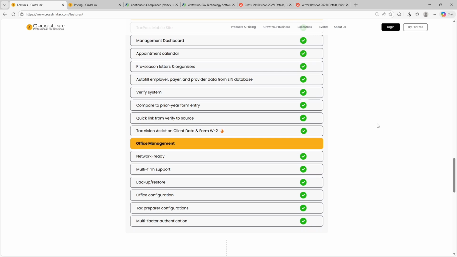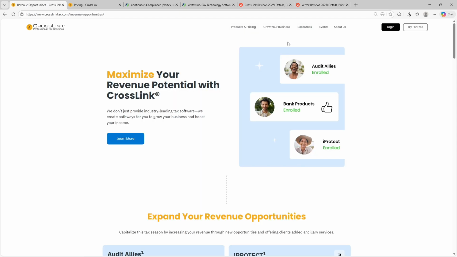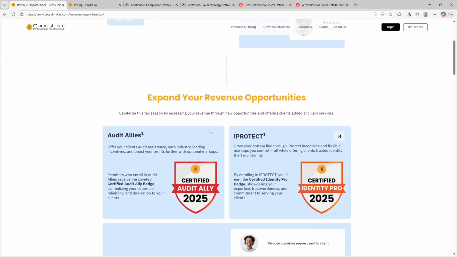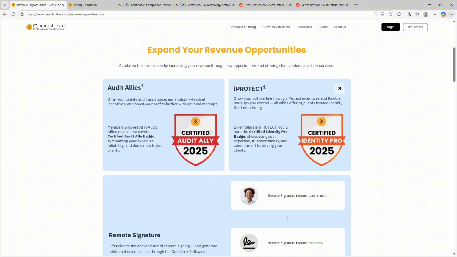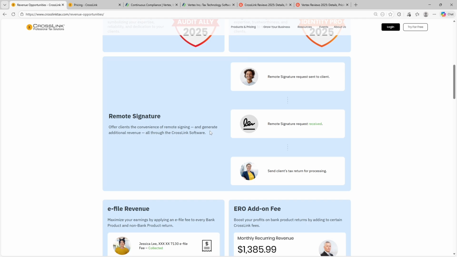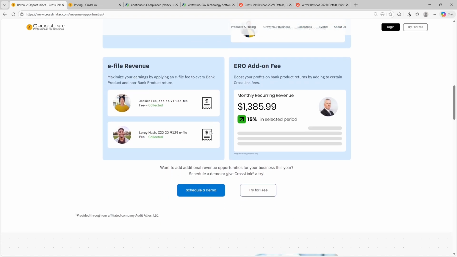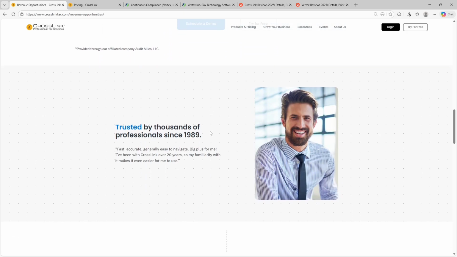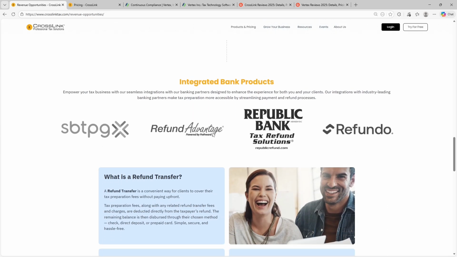When it comes to pros, CrossLink's biggest strength is cost control. You know what you're paying, you know what's included, and you're not constantly upsold for core functionality. The platform is optimized for US tax preparation, especially high volume individual and business filings, making it ideal for small firms, growing practices, and seasonal tax offices. The unlimited user model also makes staffing flexible without penalty.